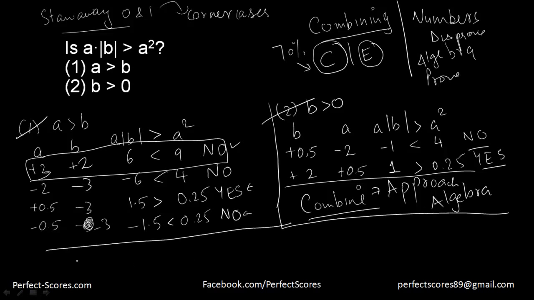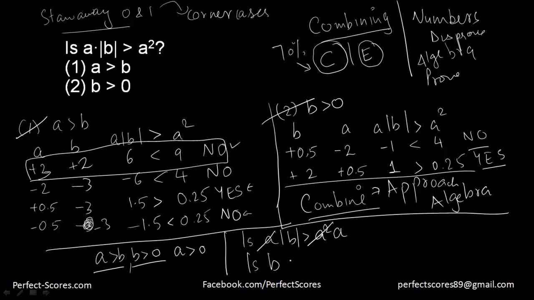So now one advice that I would give you is write down all the piece of information you have. You have A greater than B, and you have B greater than 0. So if B is greater than 0 and A is greater than B, that means A will also be greater than 0, right? So if A is greater than 0, now the question is asking, is A into modulus of B greater than A square. Now if A is greater than 0, you can actually cut this to be equal to A. Now the question is asking, is B greater than A.